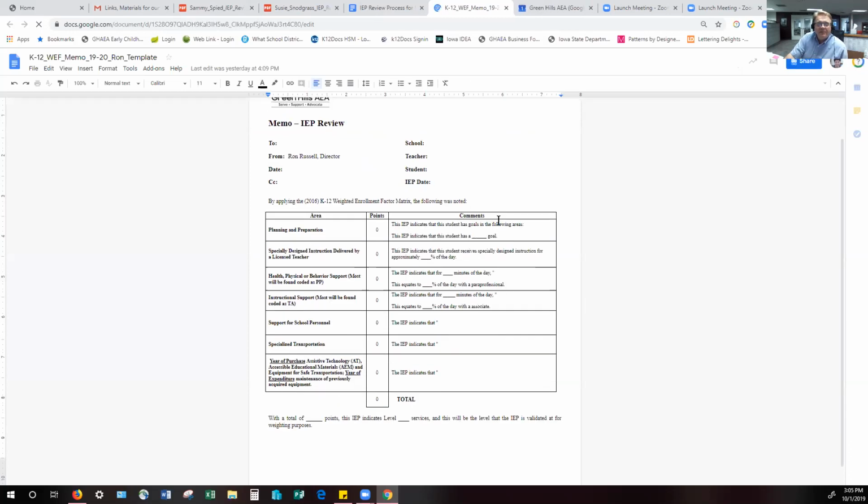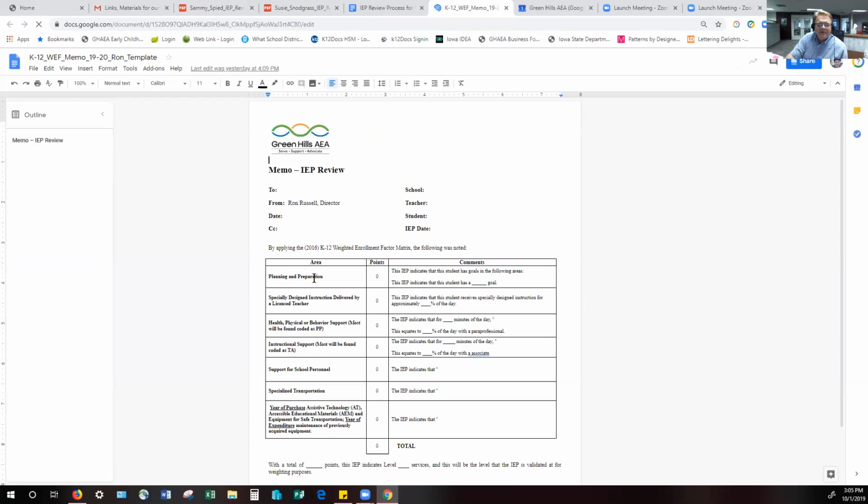It's not the matrix, but you can see obviously it's the areas from the matrix over here, how many points would be allocated there, and then some comments. And over in the comments, there's even some sentence stems put together. Karen put those in there to be a time saver, hopefully, because the comments can often be small sections lifted from the IEP as far as the reason for the points there. And then we get a total calculated from there.